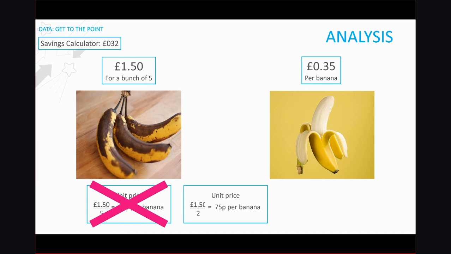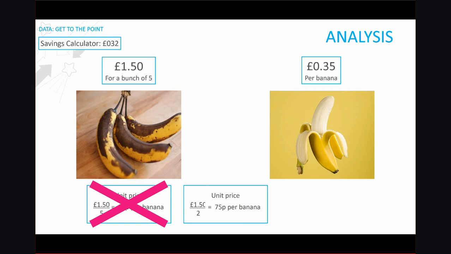So, because he is only eating those 2 bananas, he decides to buy 2 individual bananas for 35p each. And even though the unit price is more expensive, because he only needs 2, he would actually save himself 80p a week, or £3.20 a month, which seems very minimal, but in the grand scheme of things, he's working towards being able to budget for his car on finance.